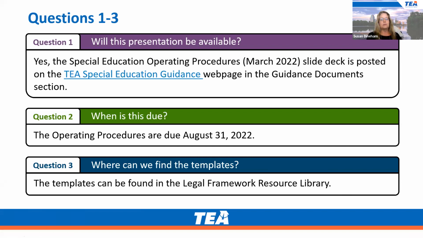When are your operating procedures due? August 31st of 2022. So you have a good amount of time. This is due at the end of August. And where can you find the templates? Because we went over a lot of new templates, and we'll get to that in a minute here. The templates can be found in the Legal Framework Resource Library. So you go to Legal Framework and use that resource library. There's going to be a lot of different things in there that will really help out. Go ahead.